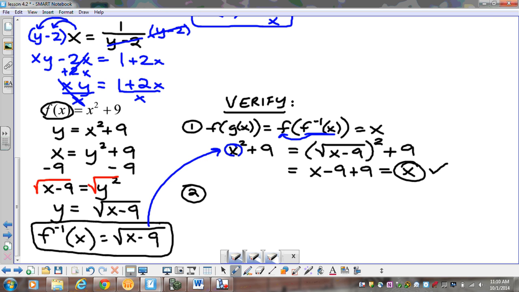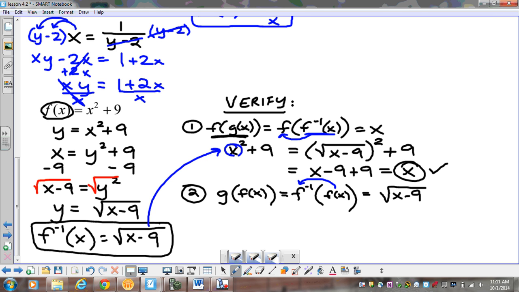The second step, then we do the opposite, so we did f of g of x first. So now I'm going to do g of f of x, but again, g of x represents my inverse function, so it could also look like this. So this means now I'm taking my original function and I'm plugging it into my inverse function. So my inverse function, just like you see down at the bottom left, is the square root of x minus 9. So in place of this x value here, I'm going to plug in my original function, which was x squared plus 9.